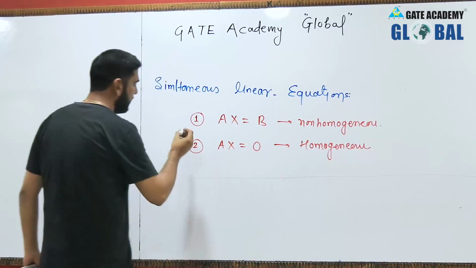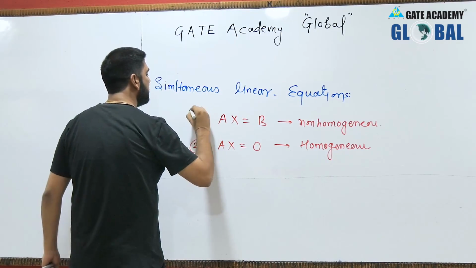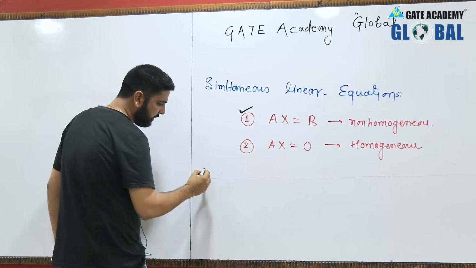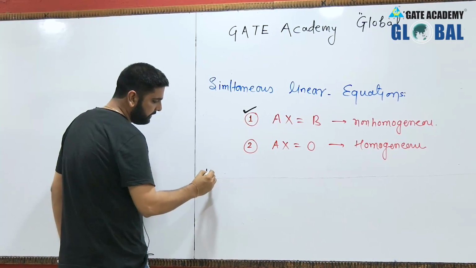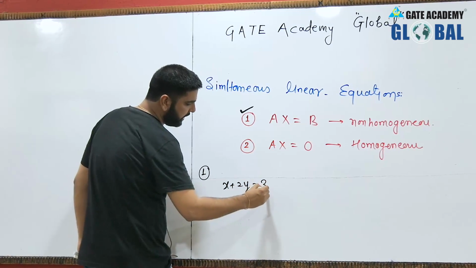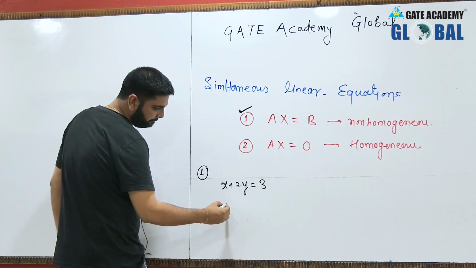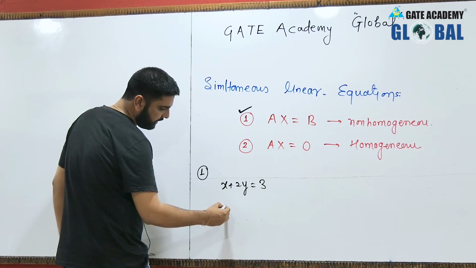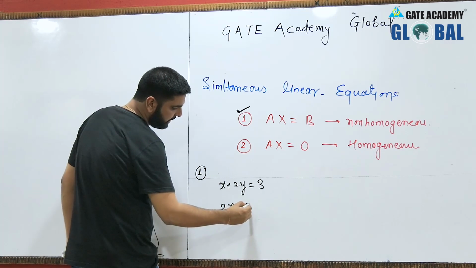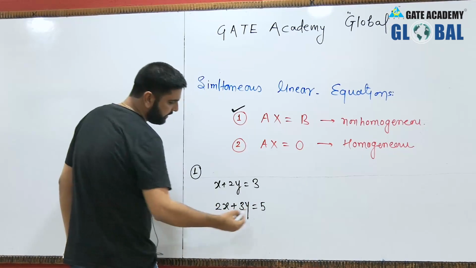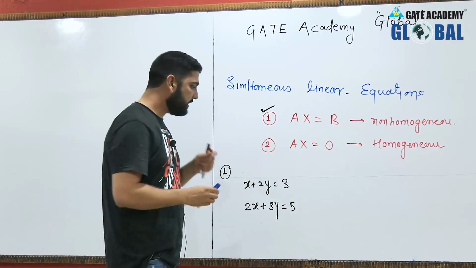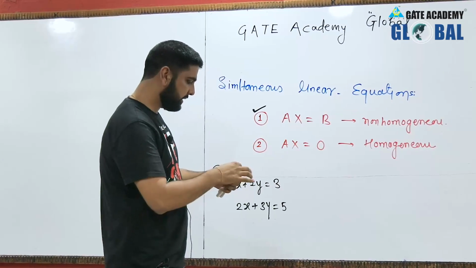So I am having Ax is equal to b. First of all, I am considering three sets of linear simultaneous equations. Number one: x plus 2y is equal to 3, and the other one, let us suppose, 2x plus 3y is equal to 5. Here I am having non-homogeneous linear simultaneous equations.